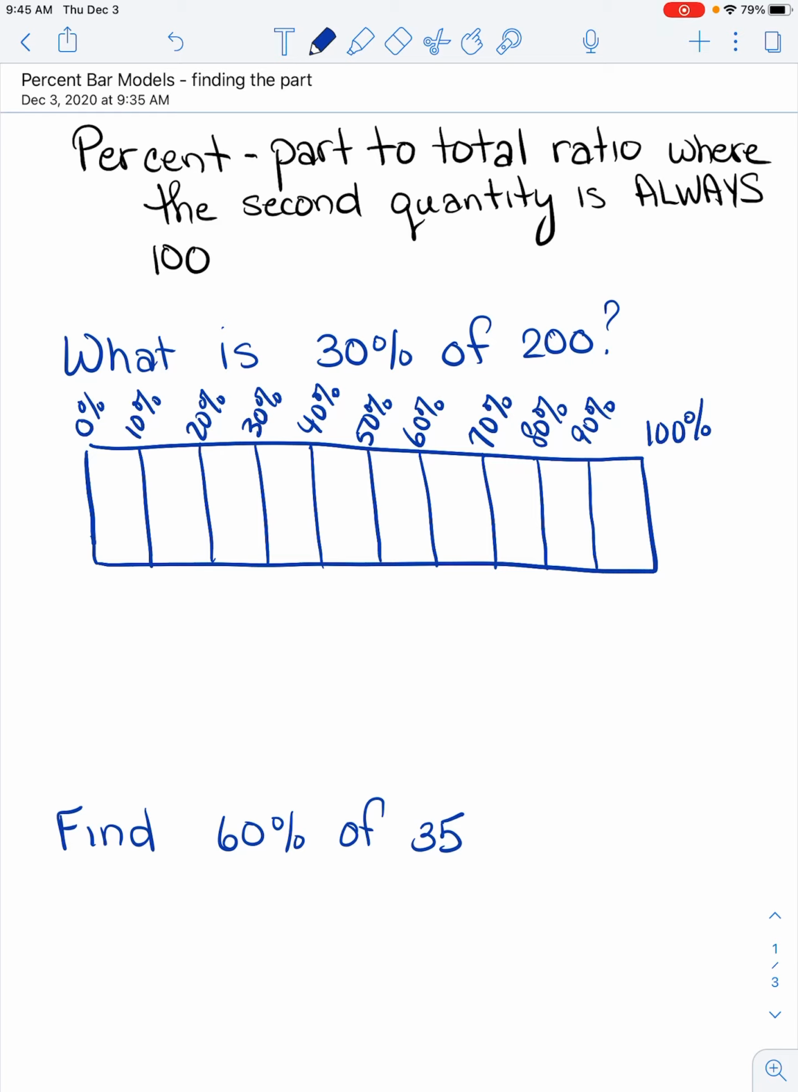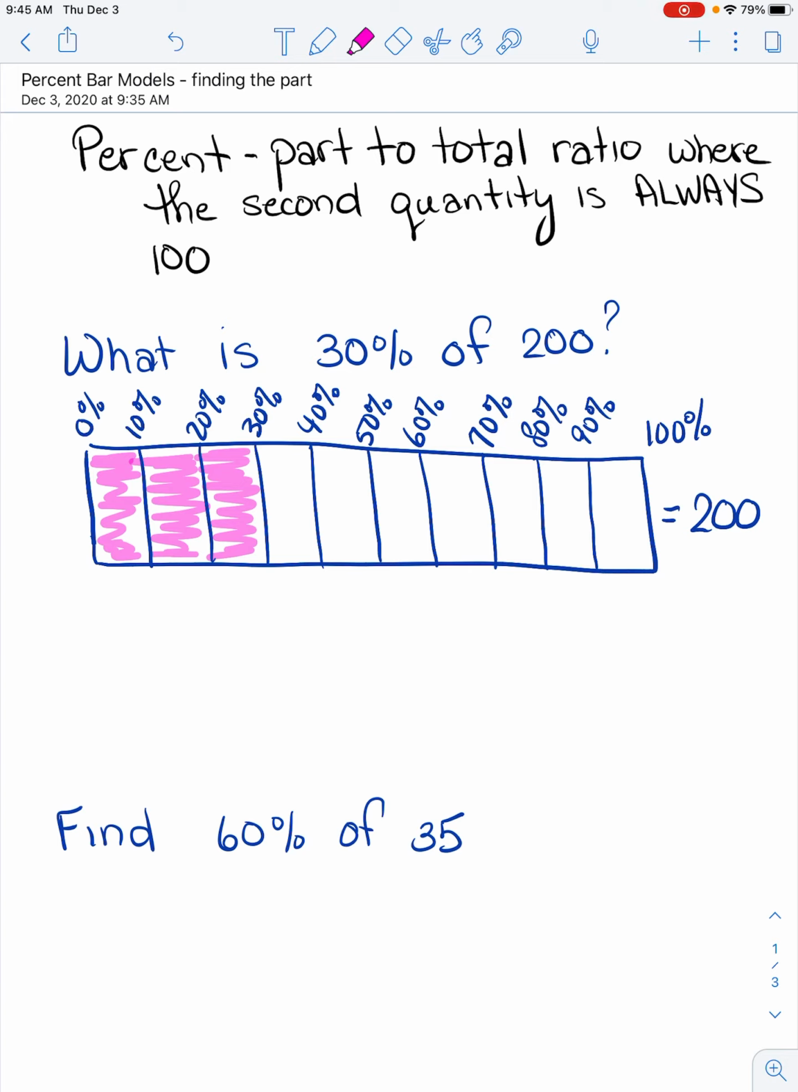So we have this bar, which represents 100%. In this particular case, what is 100%? What is the whole thing? Well, the whole thing is 200, right? So we're going to say that this whole thing is 200. And we want to find 30% of the 200. Well, if each of these pieces is 10%, and we want to find 30%, we want 3 boxes, which would be 30%. Now, how do we find that?